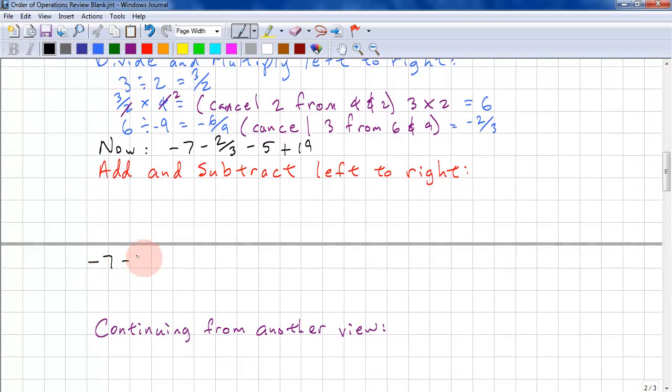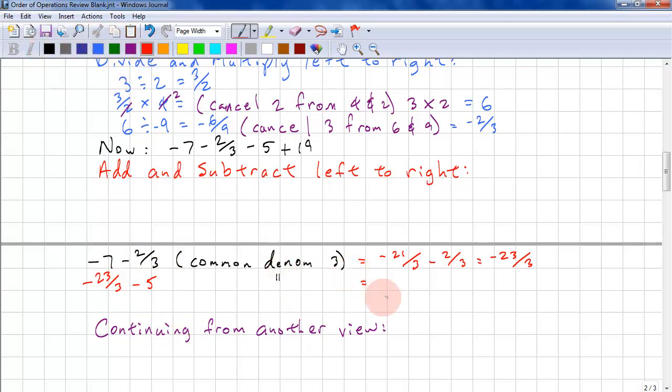So minus 7 minus 2 over 3. We need a common denominator of 3. So this is minus 21 over 3, minus 2 over 3, minus 23 over 3. And our next operation is minus 5. Again, we have the same common denominator. So we have minus 23 over 3, minus 15 over 3. And that's minus 38 over 3.